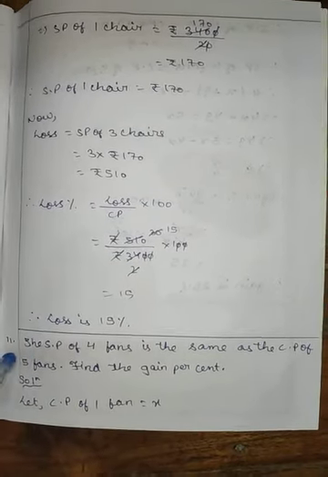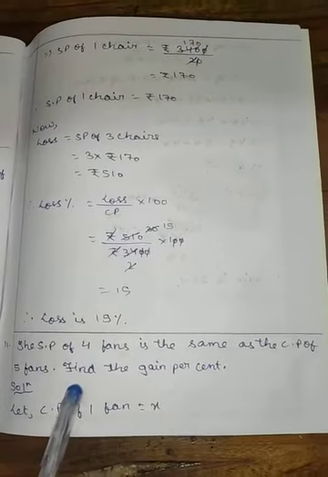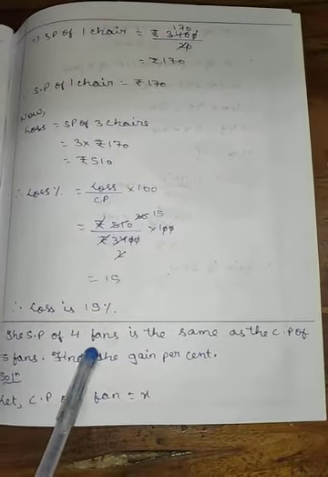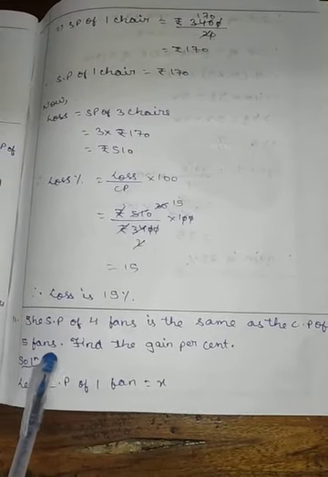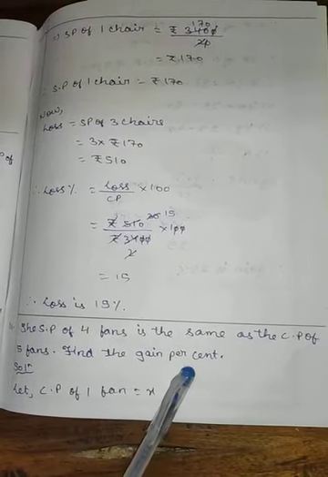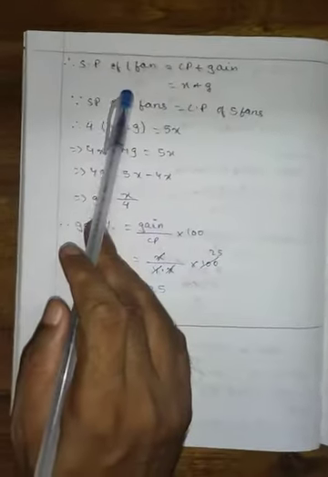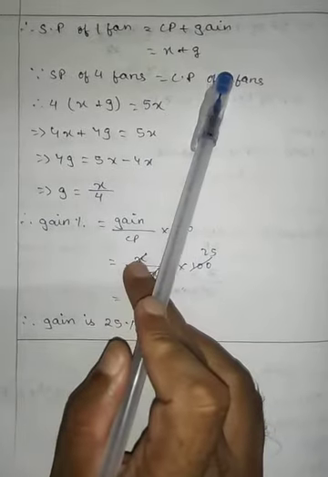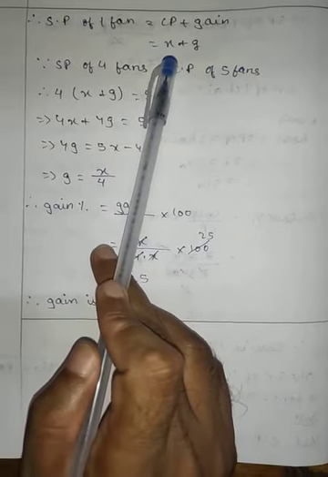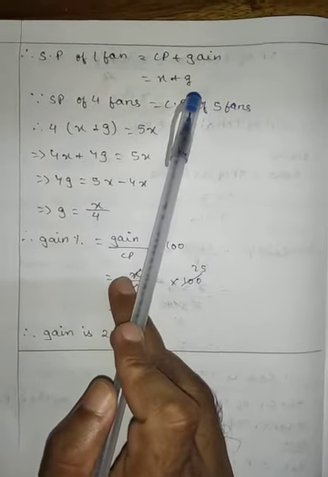Now question number 11. The SP of 4 fans is the same as the CP of 5 fans. So the selling price of 4 fans is equal to the cost price of 5 fans. That means there must be a gain. That's why they are asking for gain percent. Let the CP of 1 fan be X. Therefore, SP of 1 fan is equal to CP plus gain, because the SP formula is CP plus gain. CP you take as X because for 1 fan I have selected X as the cost price, and gain you can write as G.